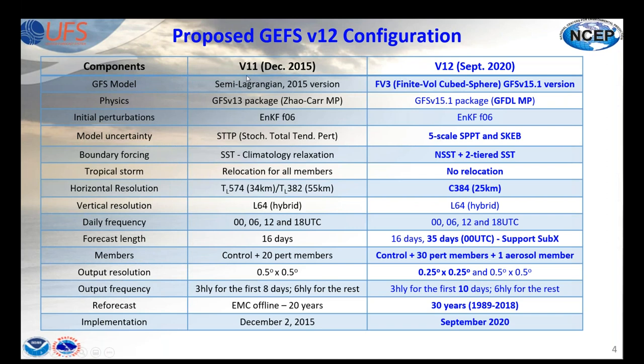The version 11 is currently in operations. That's still using the global spectral model, the semi-Lagrangian version of that, with the GFS physics. That is being now changed to the finite volume cubed-sphere dynamic core, along with GFDL microphysics and the GFS physics. The initial perturbations for the ensemble system come from the global data assimilation system, the EnKF, 6-hour forecast.